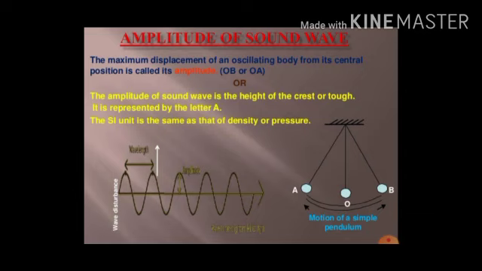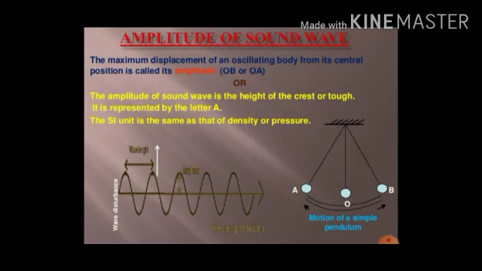If you consider a wave, it has ups and downs. Ups are called crests, and downs, that is the valleys, are called troughs. The amplitude of sound wave is the height of the crest or the height of the trough. So you can take the height of the up or the height of the down, the hill or the valley, and that is also called the amplitude of that particular wave. It is represented by the letter A, and its SI unit is meters.